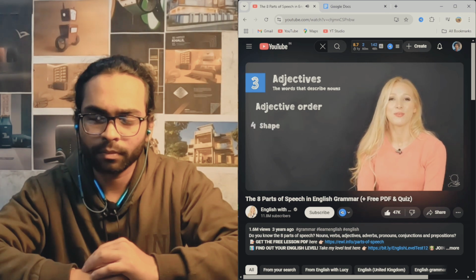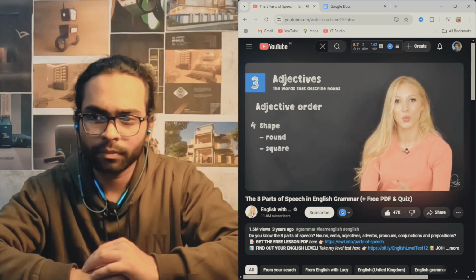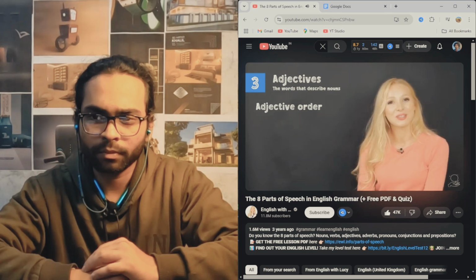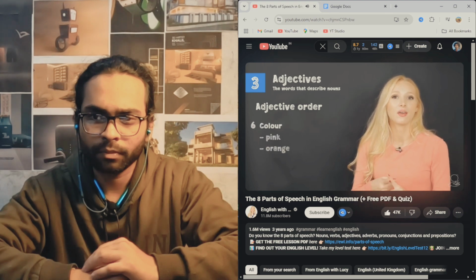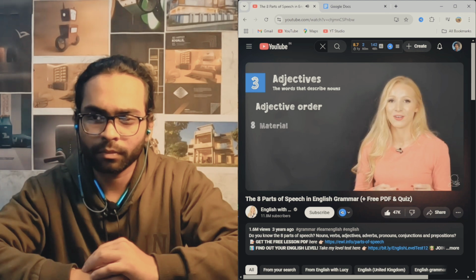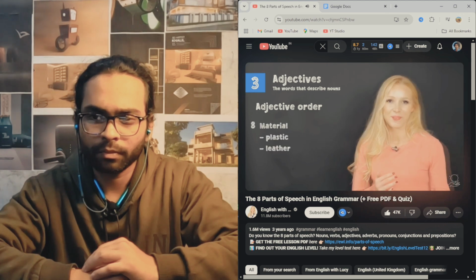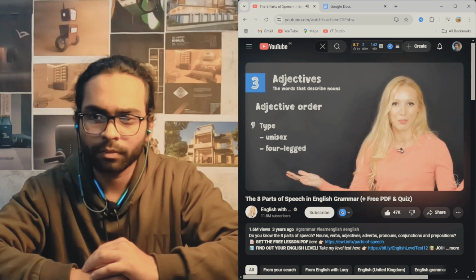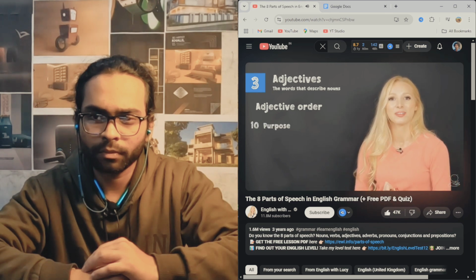4, shape, for example, round or square. Number 5, age: old, new. Number 6, colour: pink, orange. Number 7, origin: Egyptian, Japanese. 8, material: plastic, leather. 9, type: unisex, four-legged, for example. And number 10, purpose: sewing, cooking, for example.